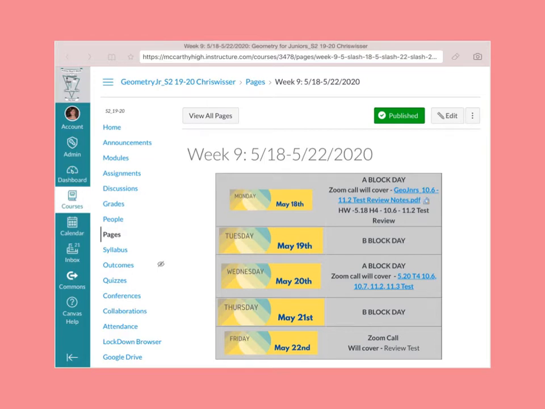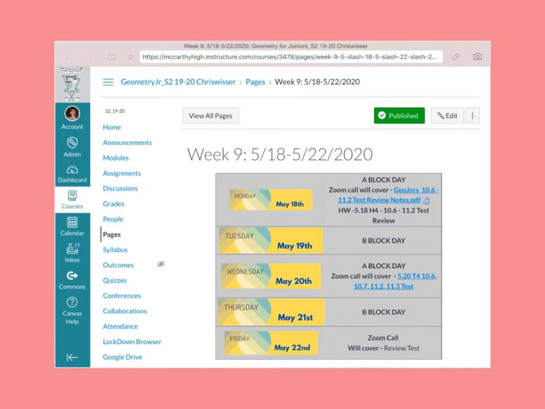So if you'll go to Canvas and grab the notes on the module, or it's on the plan for the week. It says the test review notes. If you want to grab that, that's what we're going to work through together today. And then your homework will be extra practice problems I made for you to work on your own. That will be your homework until I see you again on Wednesday.